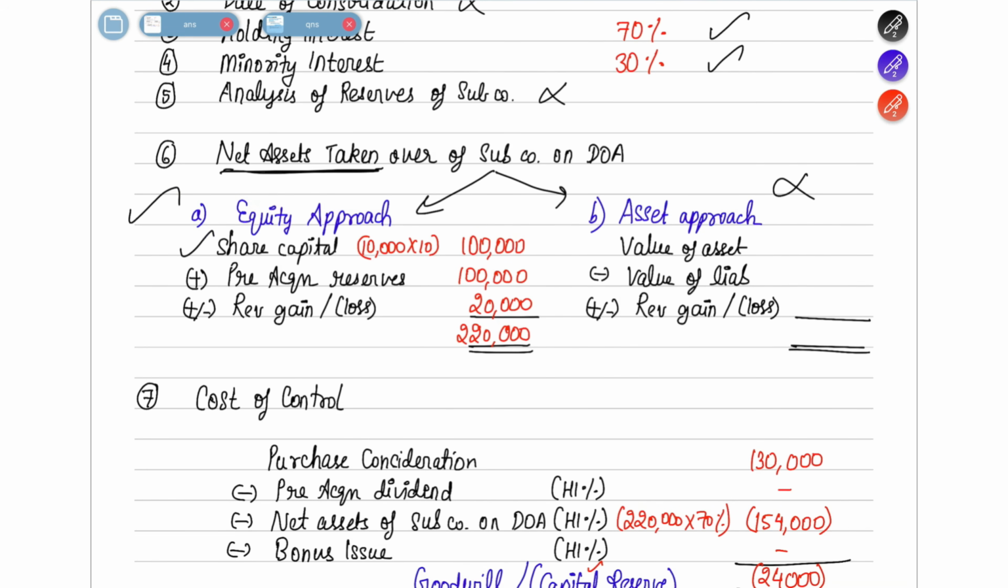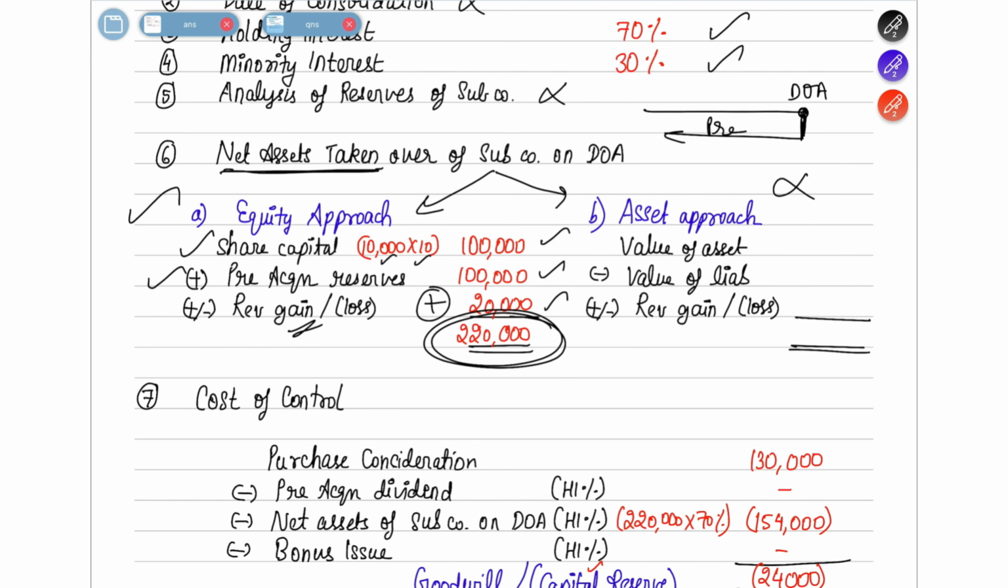So there is a share capital of 10,000 equity shares of 10 each, so 1 lakh worth of share capital. All the reserves are pre-acquisition reserves, because they are saying in the question that it has been accumulated till the date of acquisition. So whatever has accumulated till the date of acquisition is going to be a pre-acquisition reserve only. So it is 1 lakh rupees of pre-acquisition reserve, and there is a revaluation gain of 20,000. So you add back 20,000 here. If you total this, 2,20,000 is the net assets of the subsidiary company as on the date of acquisition.